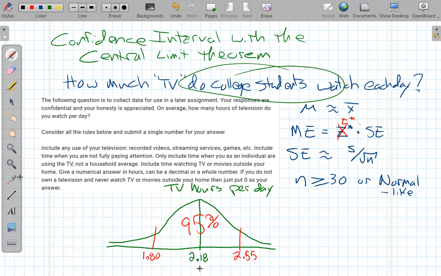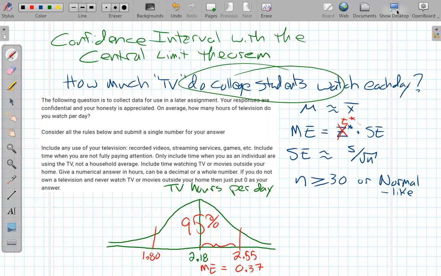And that gives us a margin of error, right? So that's roughly the distance from the center to the edge of about 0.37. Not 37 minutes, that's 37 hundredths of an hour. So that's our margin of error. So we're 95% confident that college students on average watch between 1.8 hours per day and 2.55 hours per day. That's our prediction.